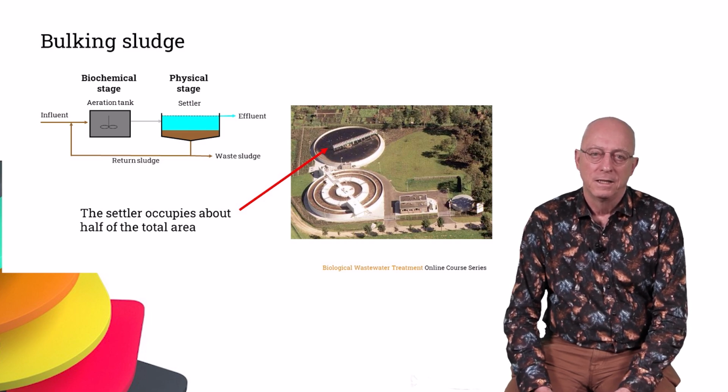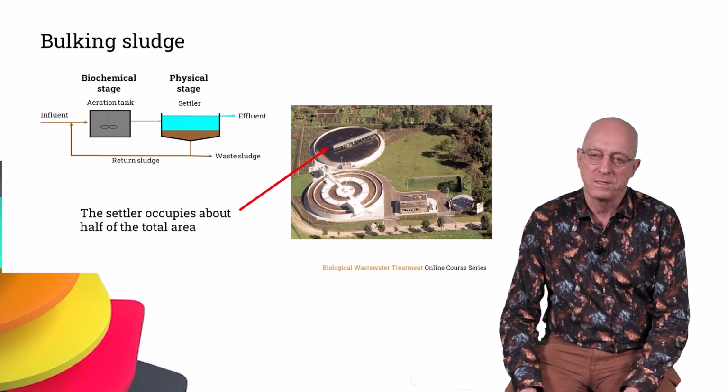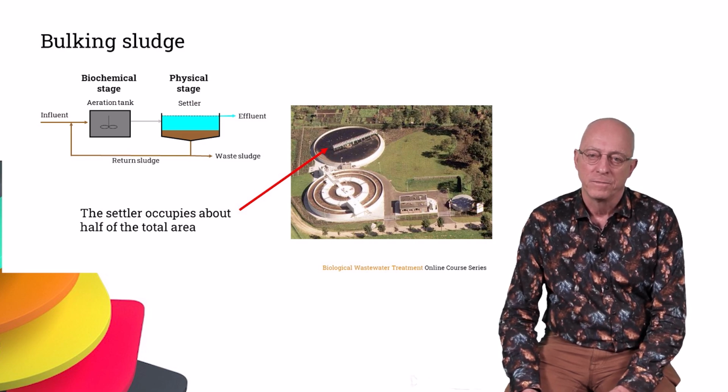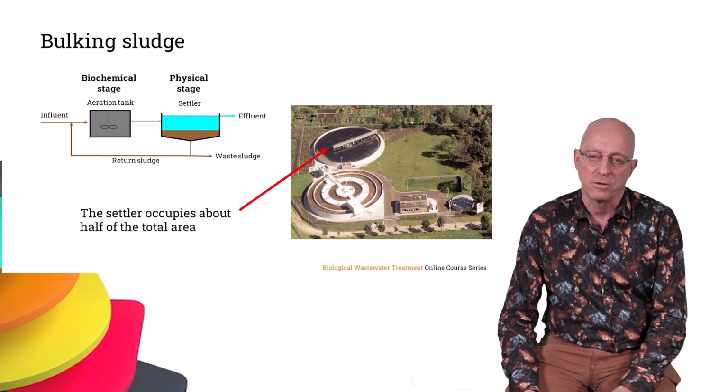Now, the bulking sludge is especially of importance because it increases the sludge volume index. And the higher the sludge volume index, that is the volume of 1 gram of sludge after settling, the larger the clarifier has to be. And if you look at an average wastewater treatment plant, then you see that in general the clarifiers occupy roughly half of the treatment plant.